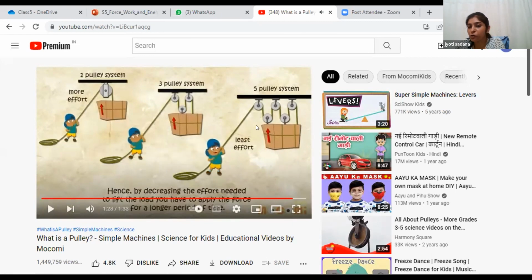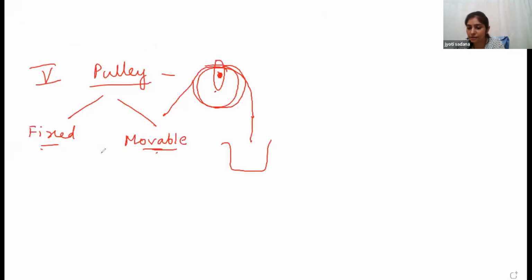So the more rope you are using, the more pulleys you are using, it is making your work very, very easier. Is that clear? Now my whiteboard is visible to you all? Yes?